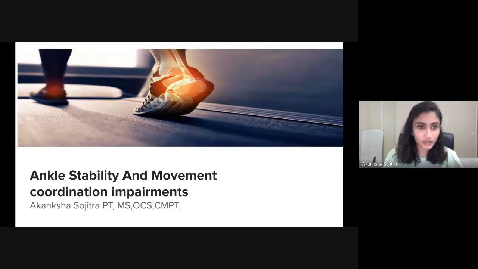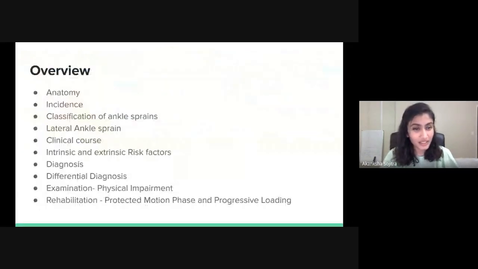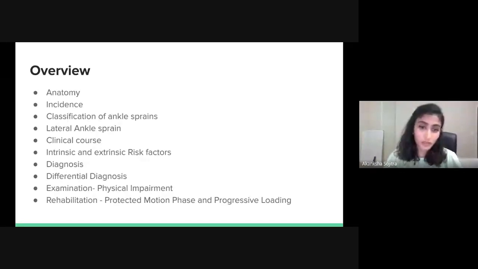Today I will cover anatomy, incidence of ankle sprains, classification of ankle sprains, and mainly the lateral ankle sprain and its clinical course, all the risk factors that affect it, the diagnosis, and all the differential diagnoses that you need to look for, examination and physical impairments that you need to look for in a patient, and rehabilitation, which is in the protected motion phase and progressive loading.